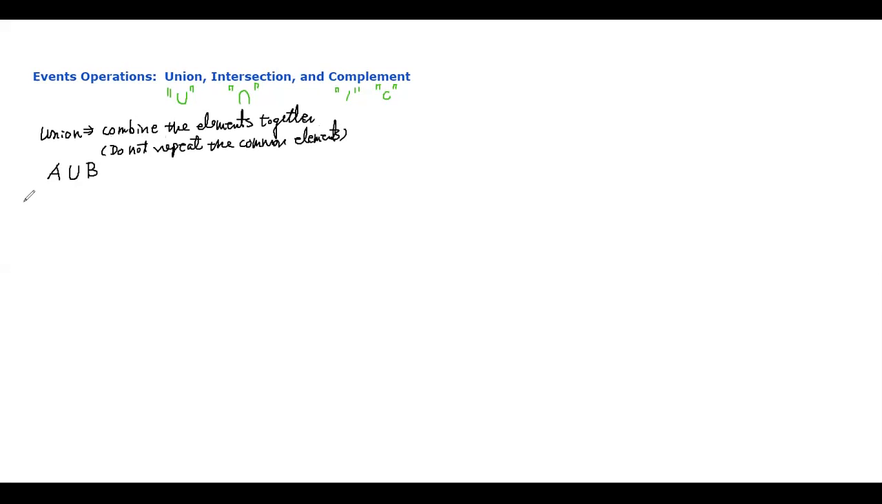So what does that mean? Let's take a look at an example. If I have the numbers 1, 2, 3, 4, and A, B, C, this is my event A. Let's say the event B is 2, 3, 7, 9, B, and E, F. Okay, so we try to do A union B. Basically, we just put all the elements together.